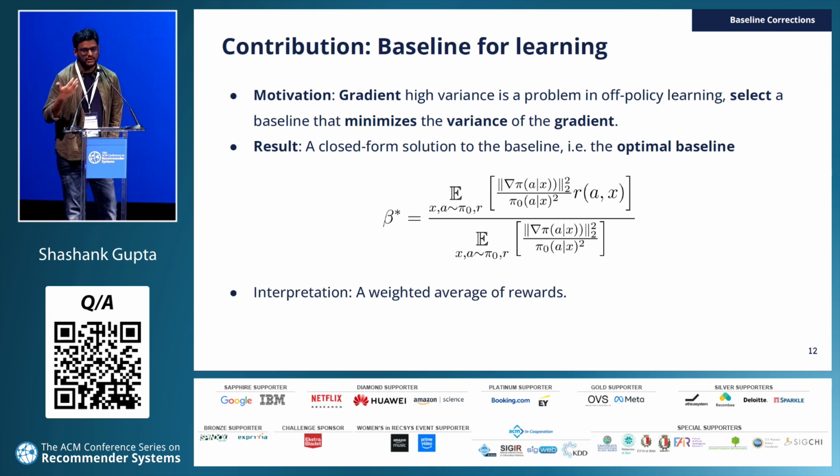In learning, we are dealing with the gradient, so the problem is the variance of the gradient. Again we formulate the problem as: can we find a baseline correction term beta which can minimize the variance of the gradient? And again, it turns out there's a nice closed form solution, which is this. And again, it's a weighted average of reward, where the weight in this case is the norm of the gradient divided by importance sampling square.